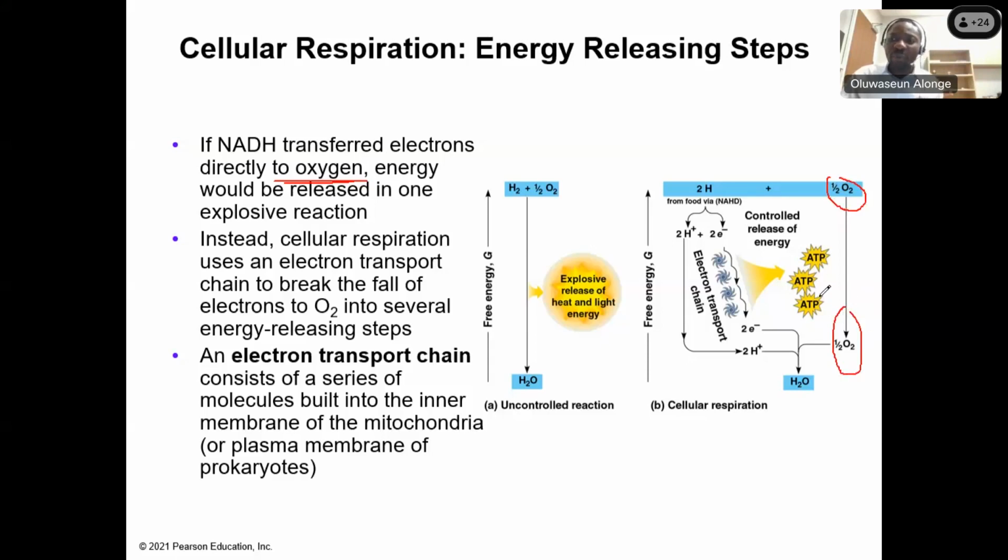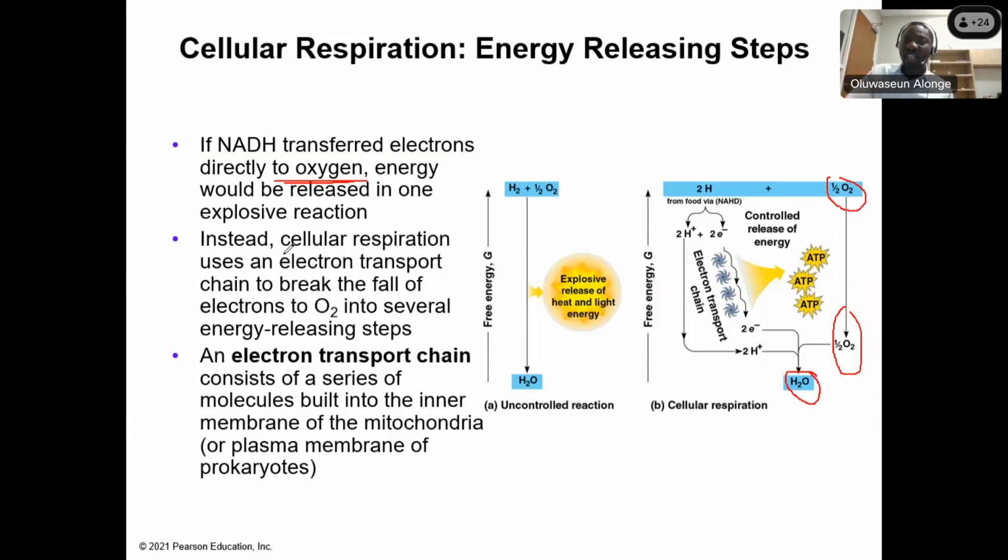So NAD+ is the first electron acceptor. Oxygen is the final electron acceptor. And this is going to generate water, which is what you breathe, part of the product of cellular respiration. I will talk about that. Now, so in essence, we could have made electrons in the process and sent them directly to oxygen, but it's going to be a problem. It's going to be explosive.